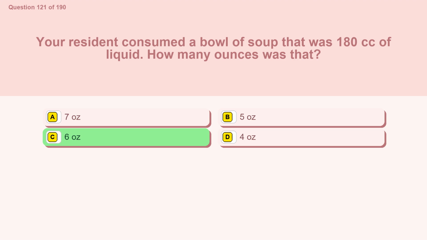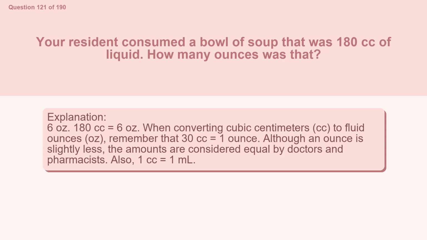The correct answer is option C, 6 ounces. 180 cubic centimeters equals 6 ounces. When converting cubic centimeters, cc, to fluid ounces, oz, remember that 30 cubic centimeters equals 1 ounce. Although an ounce is slightly less, the amounts are considered equal by doctors and pharmacists. Also, 1 cubic centimeter equals 1 ml.